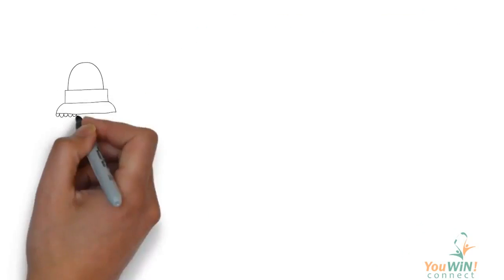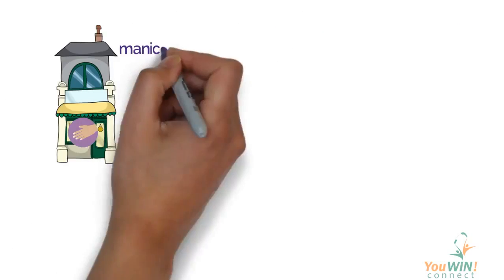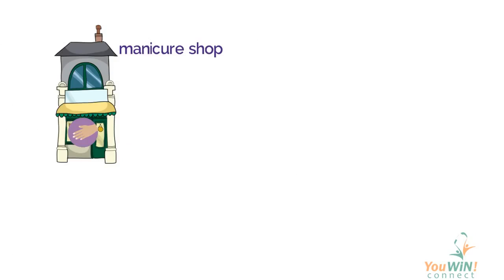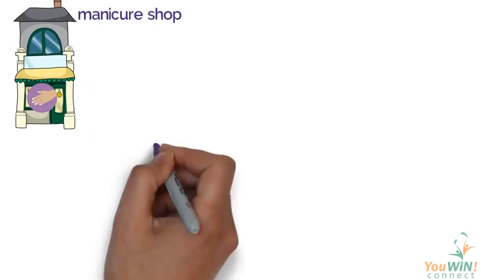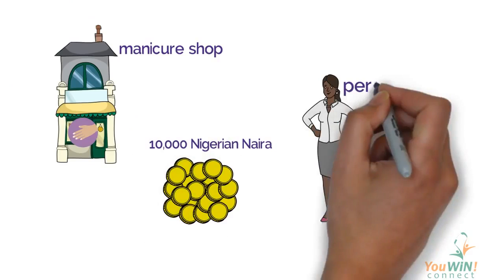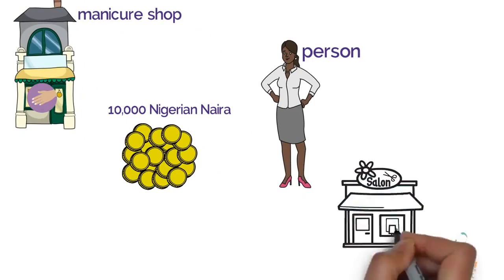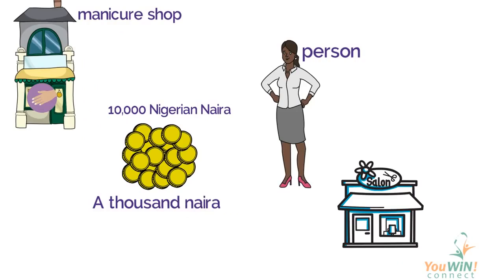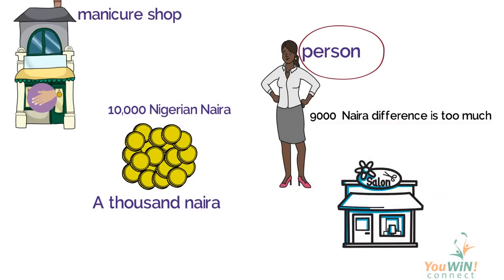So I'll give an example. As a high-class manicure shop with stylish decoration, hair conditioning, convenience, and professional staff, the price is 10,000 naira per person. While at a popular hairdresser, the price is around 1,000 naira per person. Many customers believe that the 9,000 naira difference is too much because the final product is not that different. If you overprice or outprice yourself, you can also lose that edge you have.